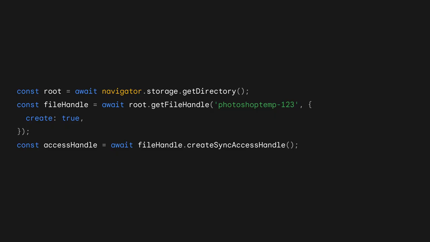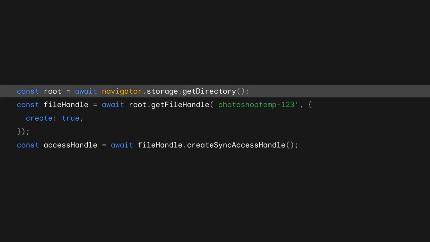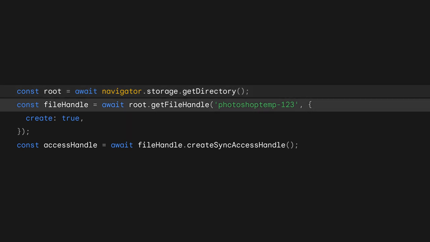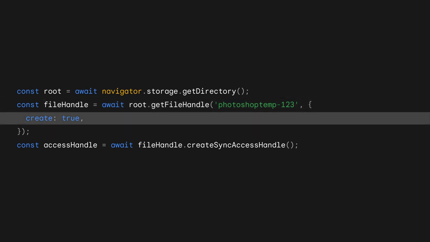What is not a secret, though, is how Photoshop gets access to the Origin Private File System. They first obtain a root directory by calling the asynchronous function navigator.storage.getDirectory. Next, they create a new file handle by calling the likewise asynchronous function getFileHandle on the root directory, passing it the name of the desired file, and a Boolean flag called create that says the file should be created if it doesn't exist.